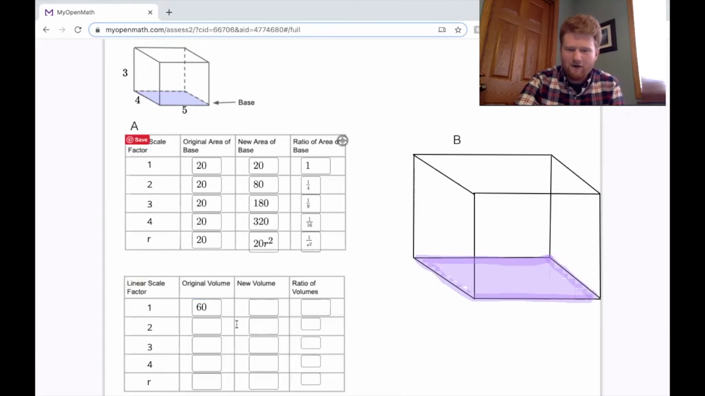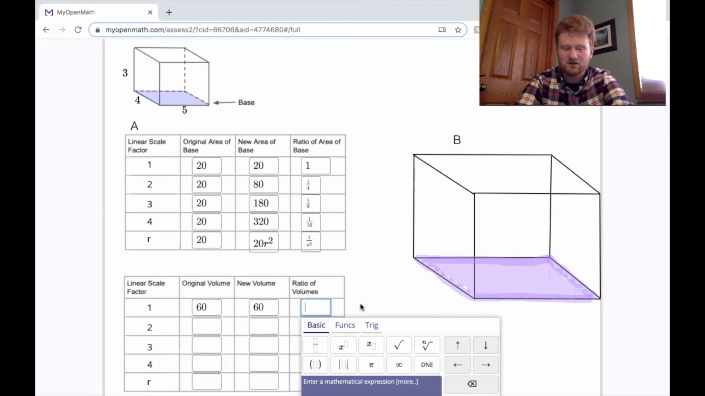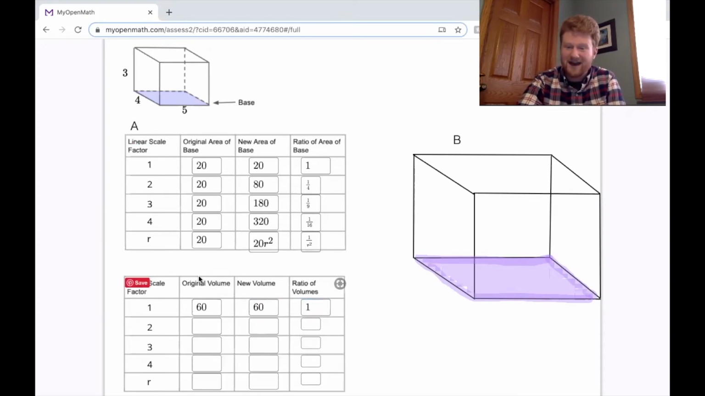Now, for this linear scale factor of 1, this prism will be the same. I wrote it last time, but just imagine we have the same numbers. So it's going to be 60 again, and the ratio of volumes is simply 1. That's our base case again. But let's look at what happens when we have a scale factor of 2. So again, for our length, we have 10 because it's 5 times 2. Width is going to be 8. And our height is going to be 6.